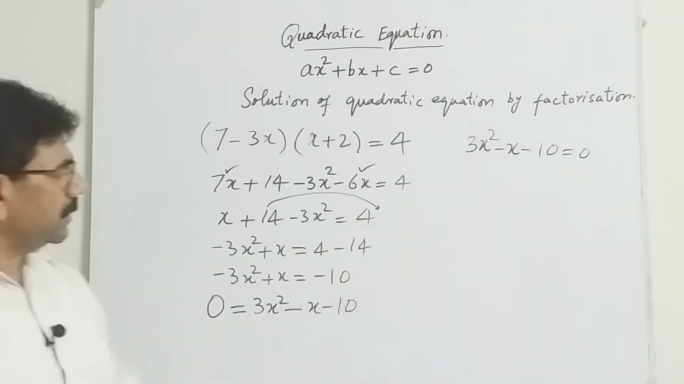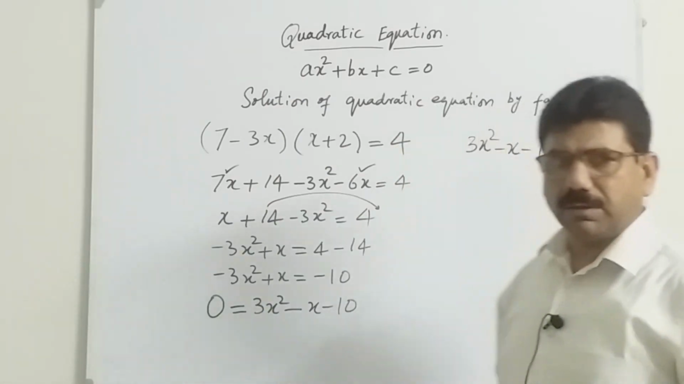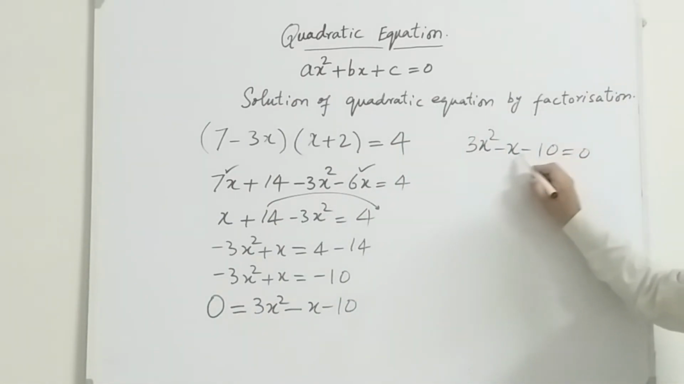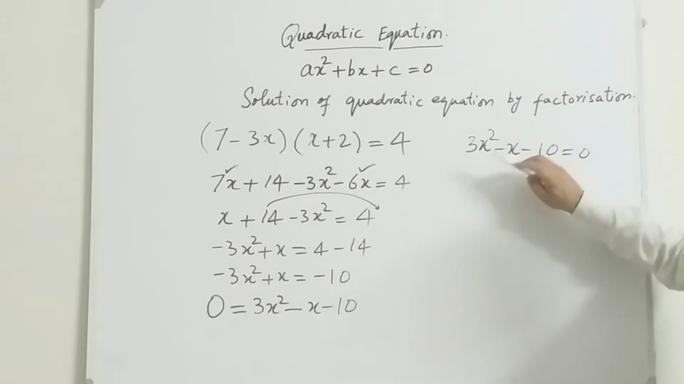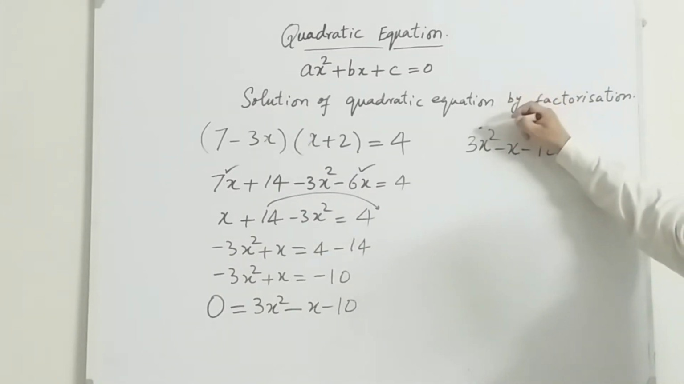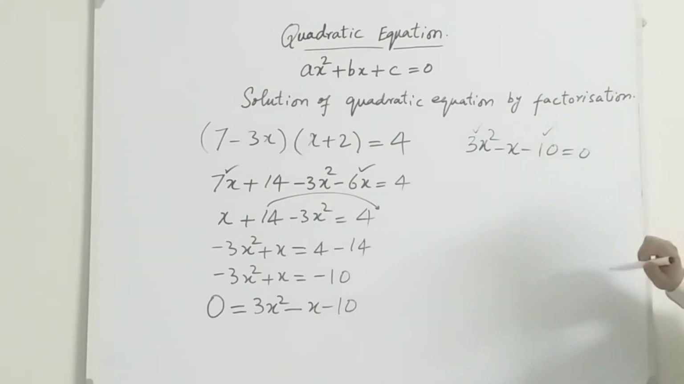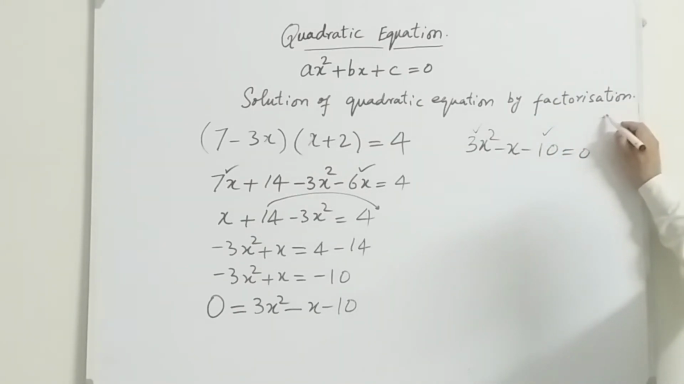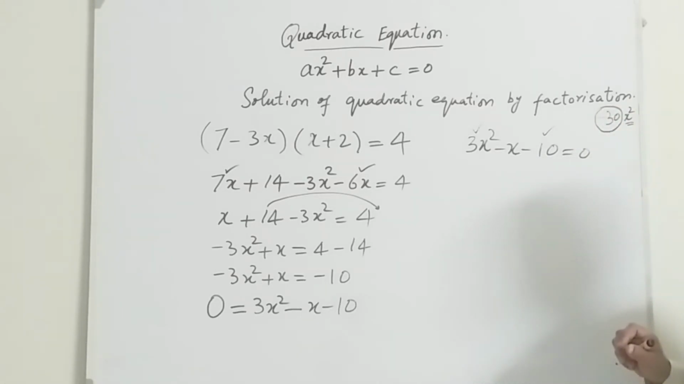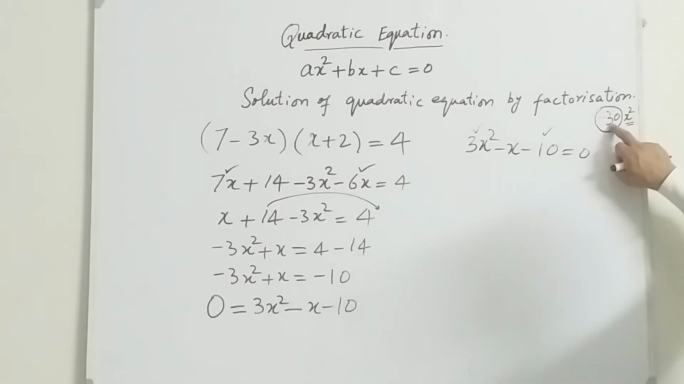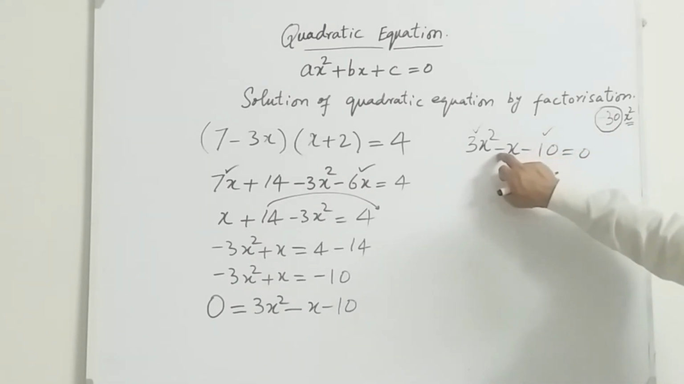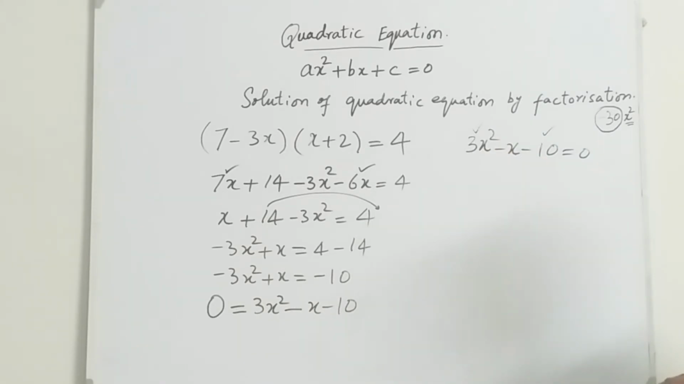Now, in order to factorize a quadratic expression of this type, we will break the middle term. The method to break the middle term is, first we multiply the first and last terms. That will be equal to negative 30x square. Now, ignoring this x square, the number we will get will be negative 30. So we will have to find those two factors of 30 whose difference should be equal to negative 1. Obviously, those two factors will be 6 and 5.